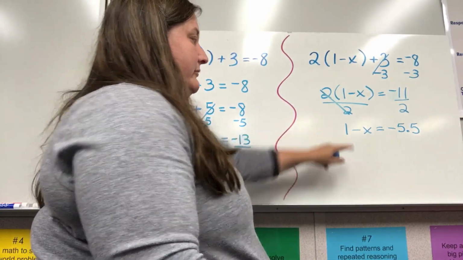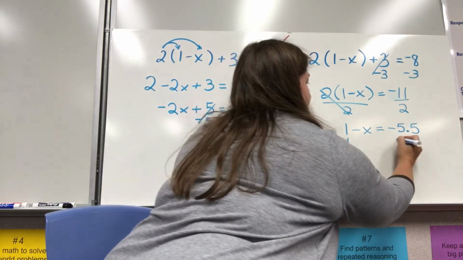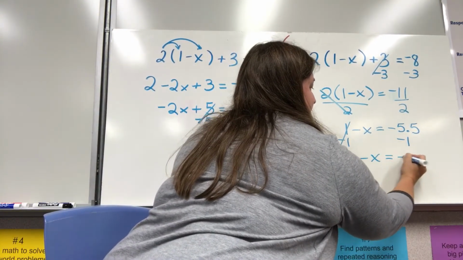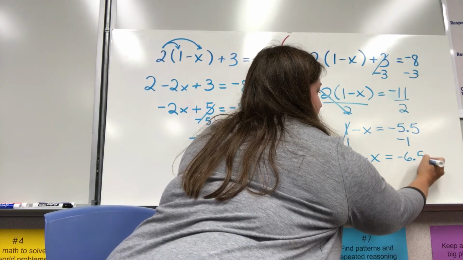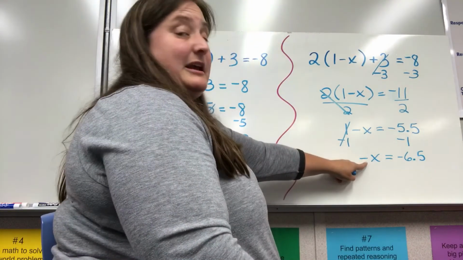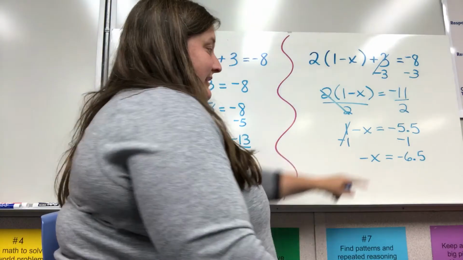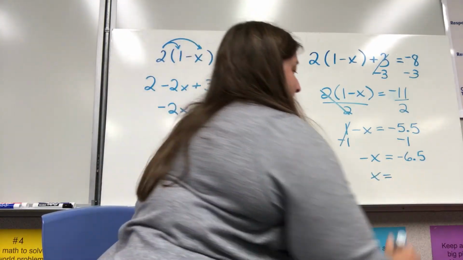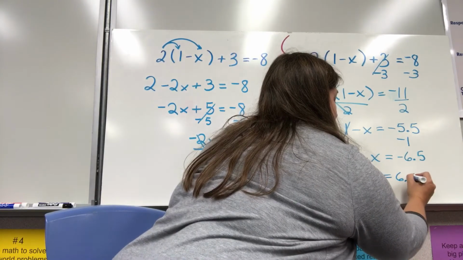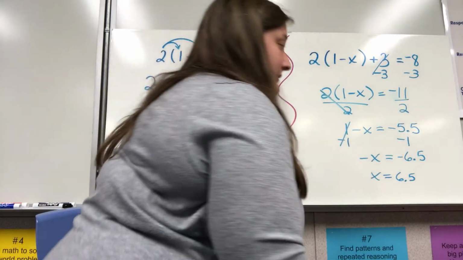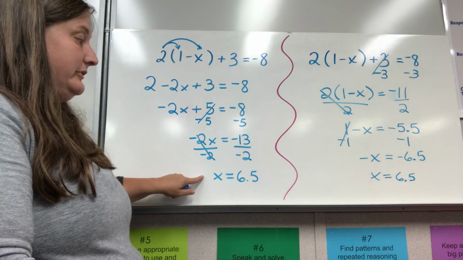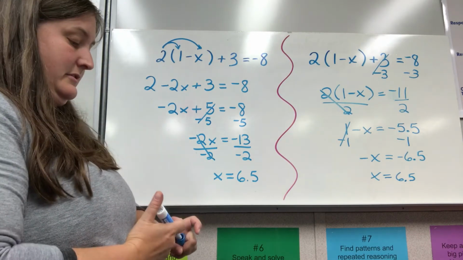Now I'm going to get rid of this 1. I'm going to subtract 1 from each side. I'm left with negative x equals negative 6.5. And to make this just x, I can change it to its opposite. And my opposite here is positive 6.5. So 2 different ways to solve that problem. In both cases, we get an answer of x equals 6 5/10.